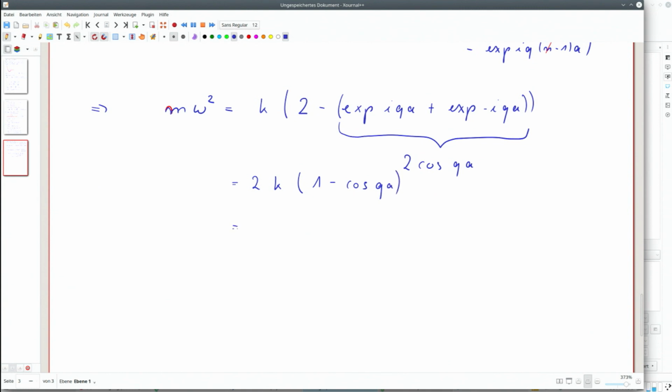And this we can still further modify. This is k, let me see, sine square qa over 2. I should check. 4.